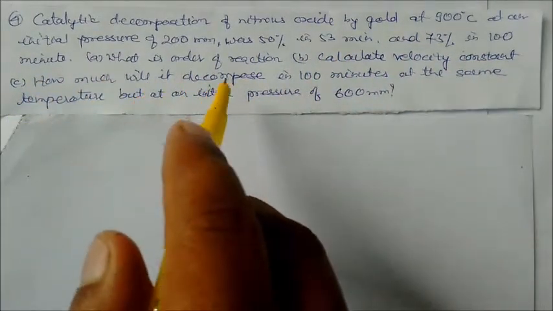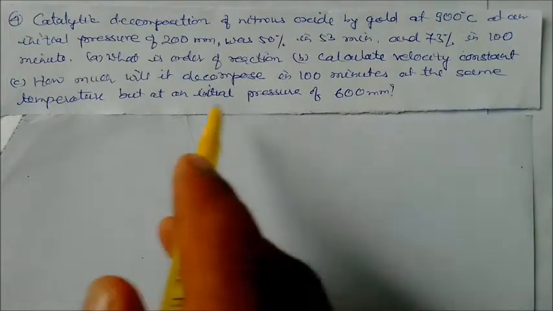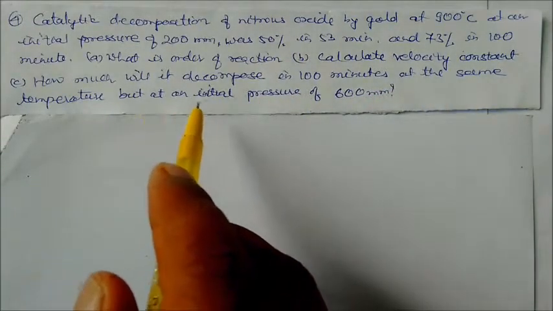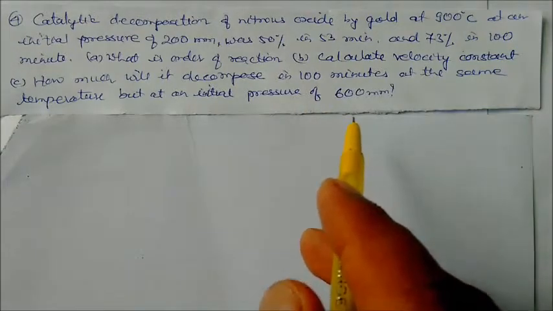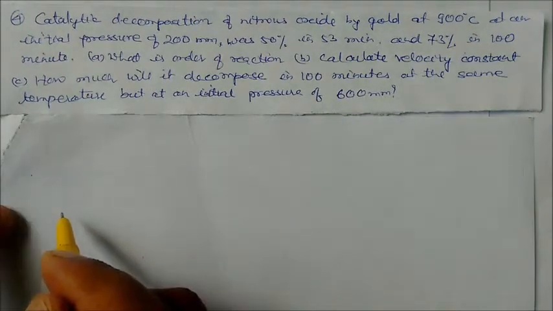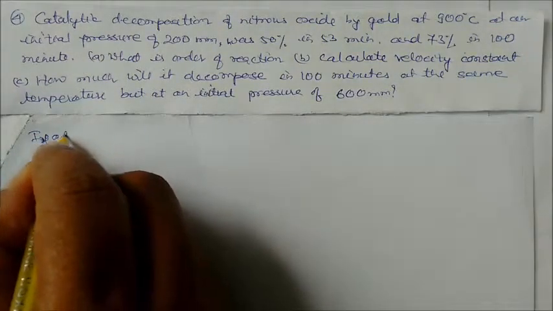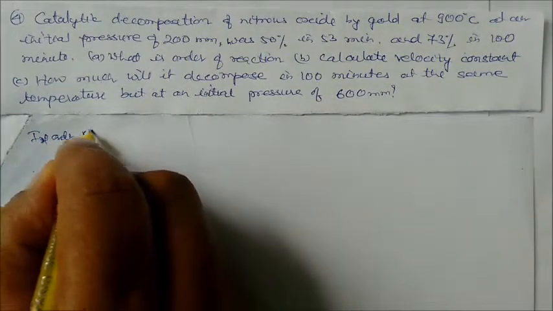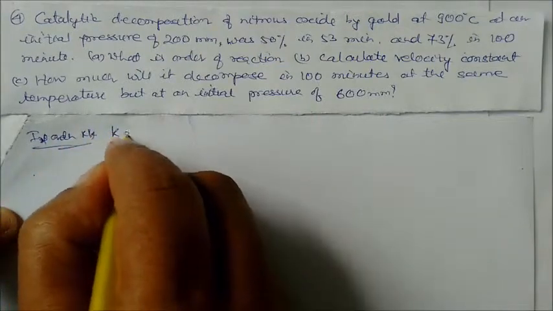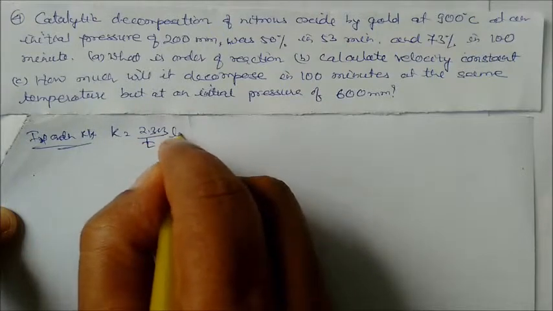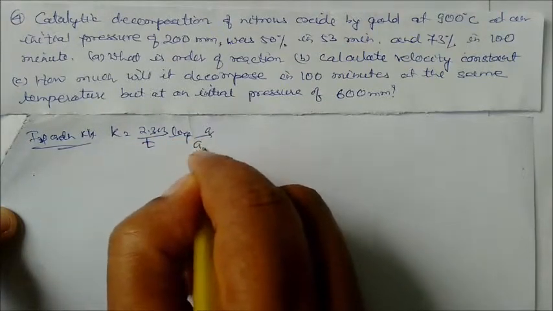What is the order of reaction? Calculate the velocity constant. How much will it decompose in 100 minutes at the same temperature but at an initial pressure of 600 mm? So again we will solve here. For a first order reaction, K is equal to 2.303 divided by T log of A minus X.